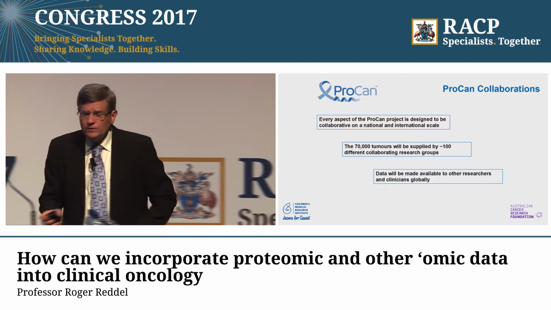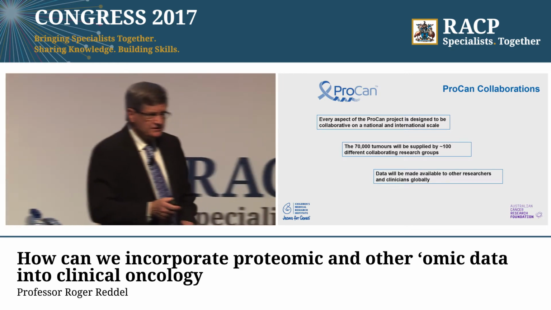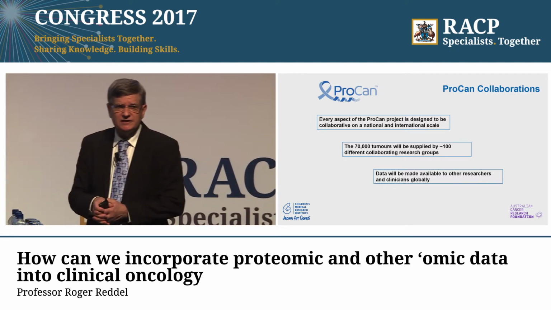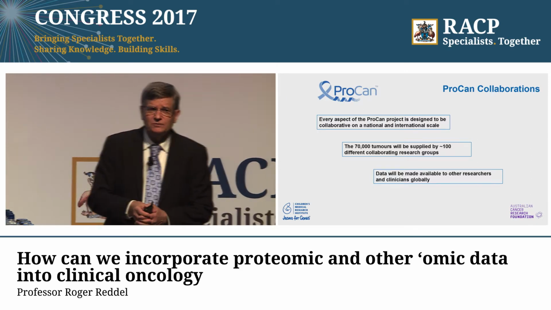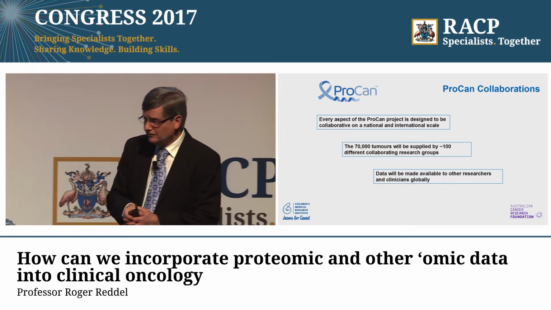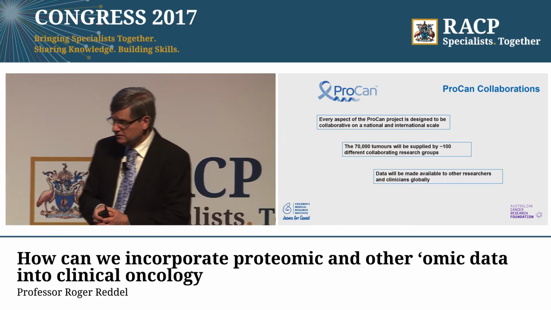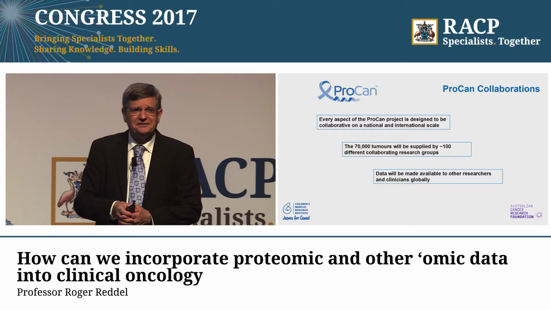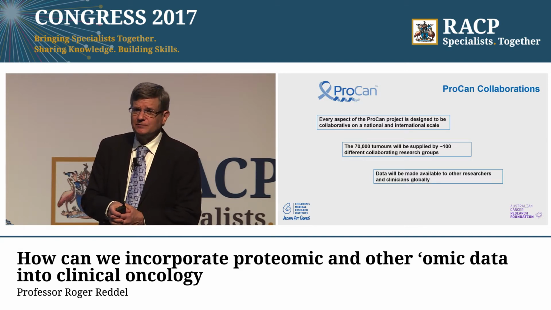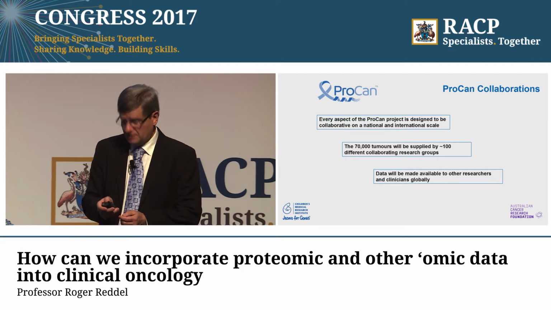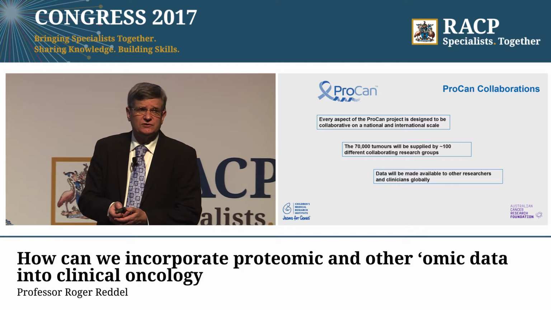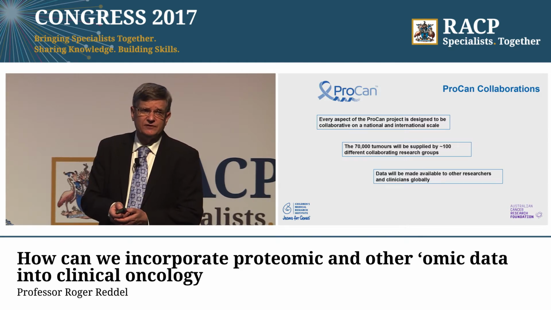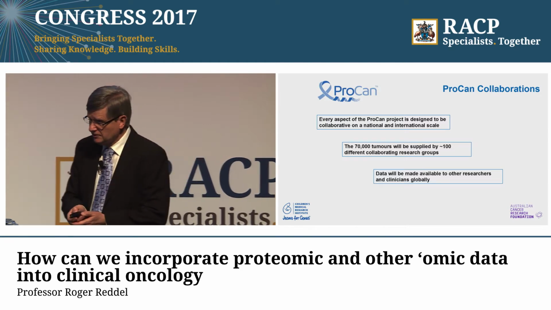Now, in order to build a database of this size and to study enough tumors to make this really useful, we need to collaborate on both a national and an international scale. In order to get tumors of the type we need, we're anticipating that this will need at least 100 different collaborating research groups, each of which has a high level of expertise in a particular cancer type.